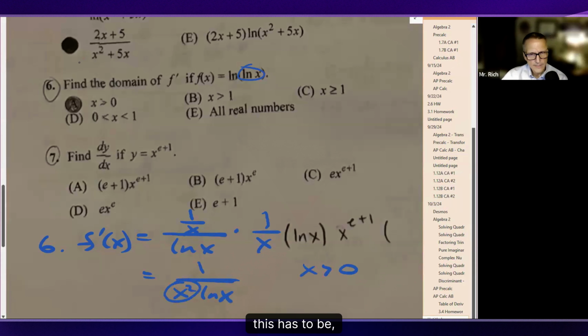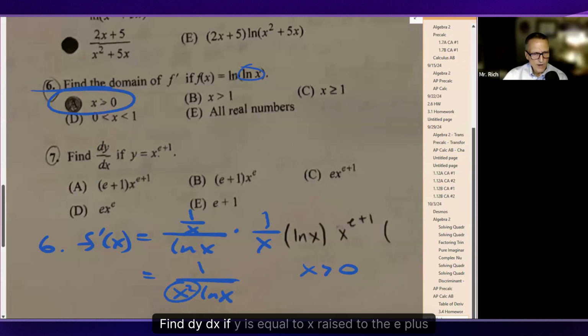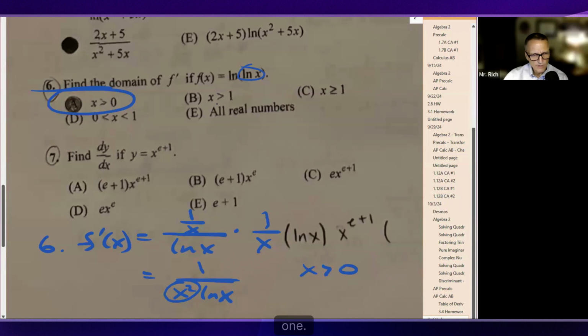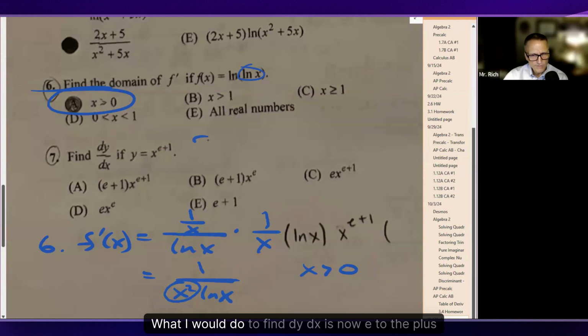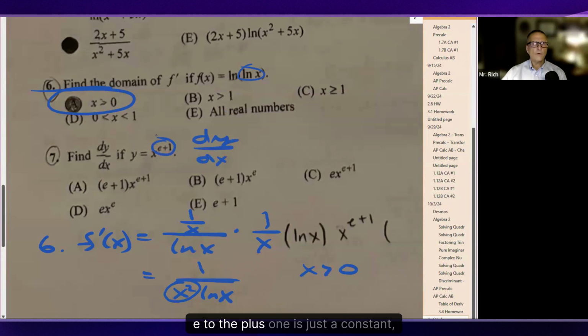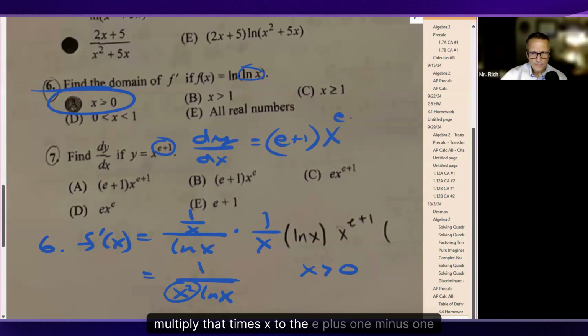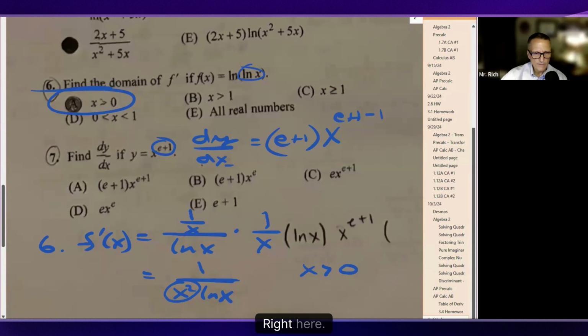And then 7, find dy dx if y is equal to x raised to the e plus 1. What I would do to find dy dx is, no, x to the e plus 1. See, e plus 1 is just a constant, right? Because e is a number, 2.718. So I'm going to use the power rule. I have to take the e plus 1 to the front and multiply that times x to the e plus 1 minus 1, because I have to reduce the exponent by 1. So this ends up being answer B right here, right?